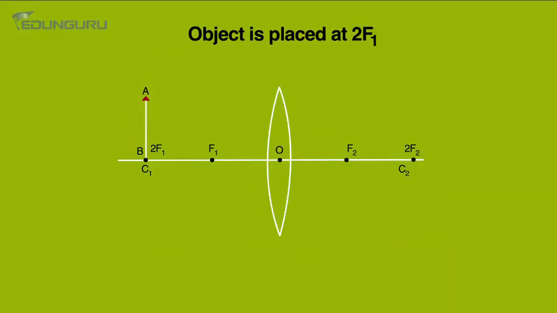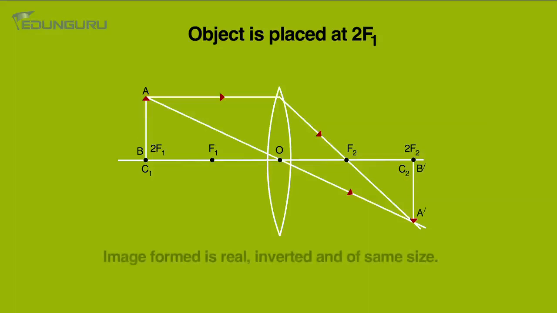Let us move to the next case. It is when an object is placed at 2f1. You can see in the figure the object is placed at 2f1. Let us take the first light ray. This light ray is parallel to the principal axis. After refraction, it passes through f2. We have taken another light ray. This light ray is passing through the optical center. Both the light rays converge or meet at a point, and that point is 2f2. So when an object is placed at 2f1, the image is formed at 2f2. It is real, inverted and of the same size.